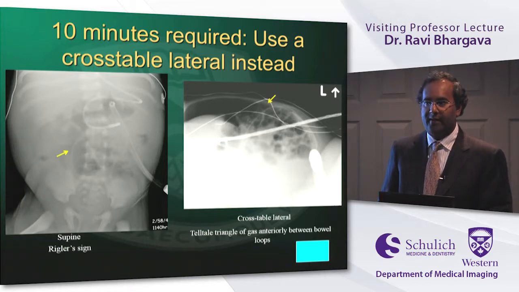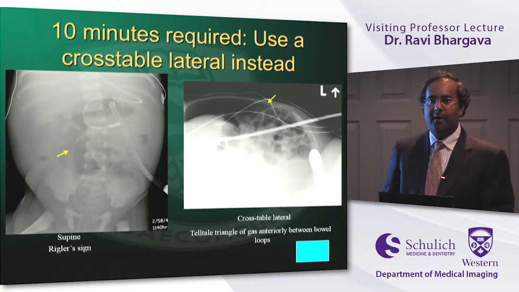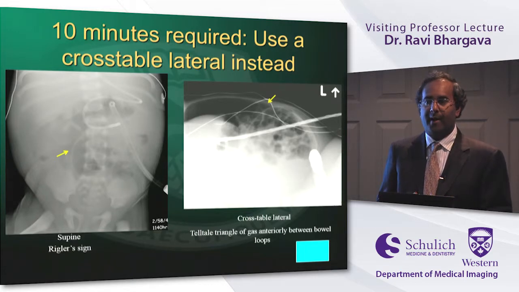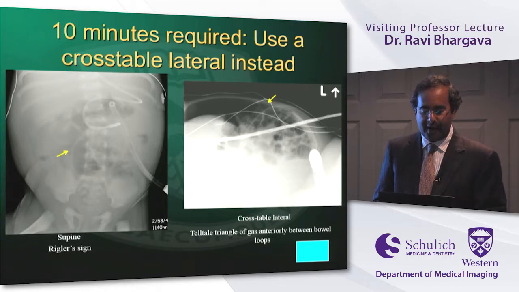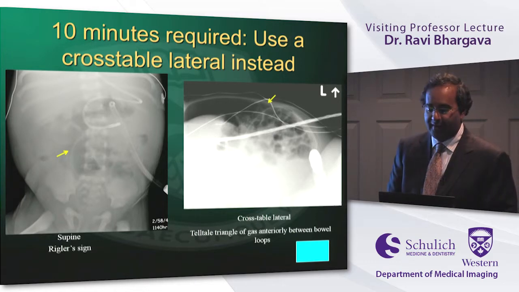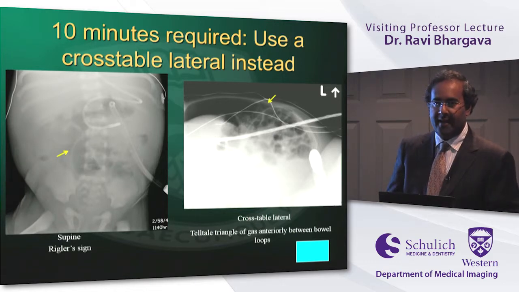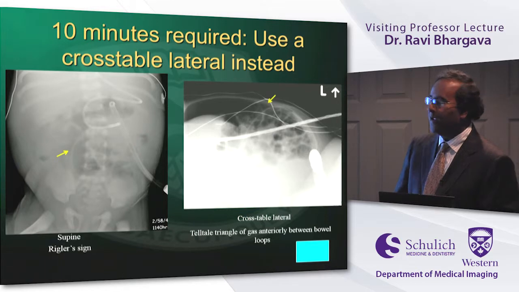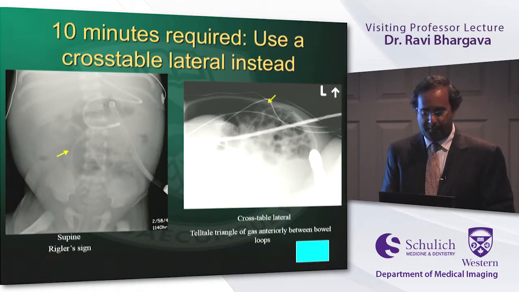It's easy to do. The kids are lying still. Some people suggest that if you're going to do an upright film to look for free intraperitoneal air, you actually have to have the patient upright for 10 minutes so that enough gas will migrate up there to be seen. Look for, as in this case, this triangle sign of gas that's extraluminal and subtends the margins of bowel as an indicator of free intraperitoneal air.